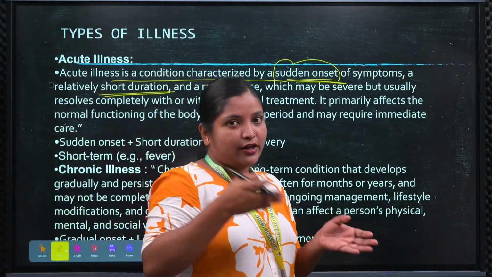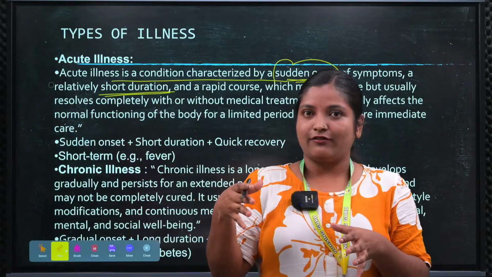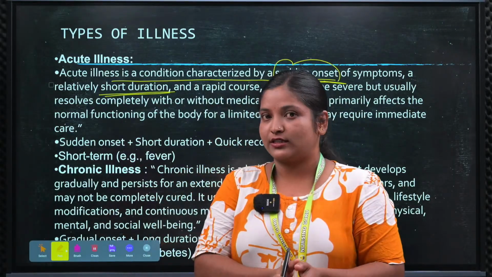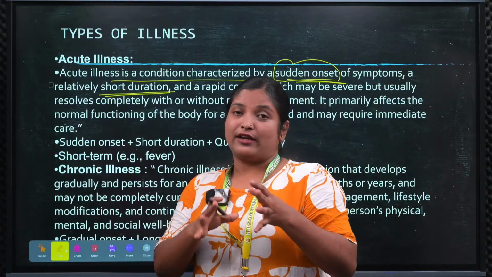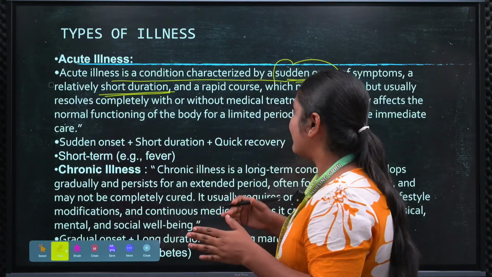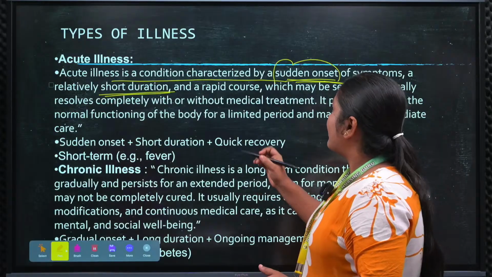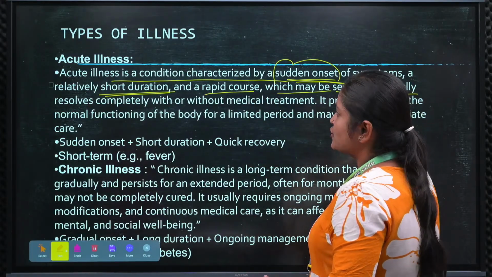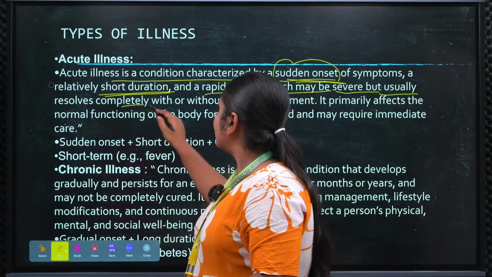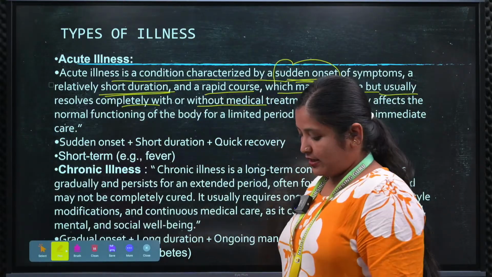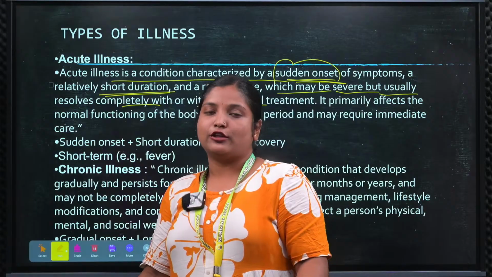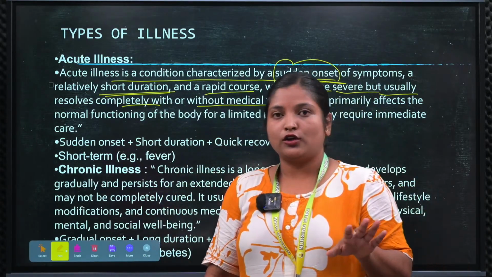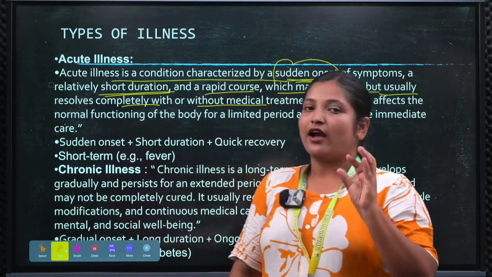Suppose today fever will come, tomorrow definitely we are going to get cured by taking a simple medicine like Dolo 650. So that is why it is a very short duration and it can be cured also. A rapid course which may be severe but usually resolves completely with or without medical treatment. Sometimes with or without medicine also we can cure it. So that is why acute is very short.